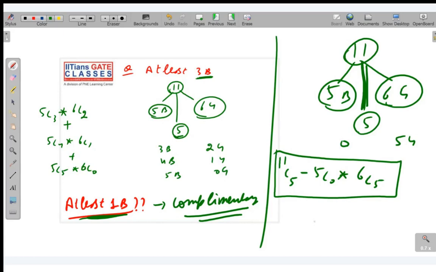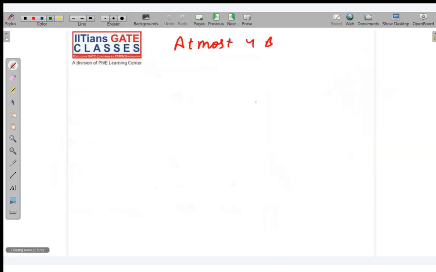Done. Okay, next. Next is at most 4 boys. Again, a complementary problem. At most 4 boys means what? 0 boys 5 girls, 1 boy 4 girls, 2 boys 3 girls, 3 boys 2 girls, and 4 boys 1 girl. At most 4. So how many choices? I think 5 choices will be there. I think I should not write them because it will simply waste our time. I think you have got it. So better is the complementary problem.